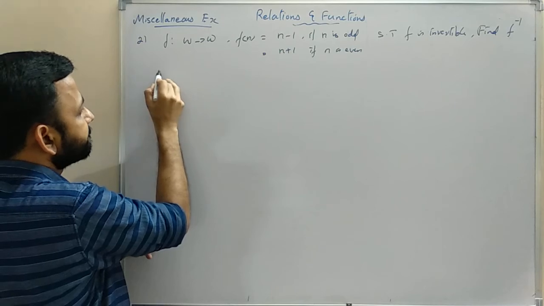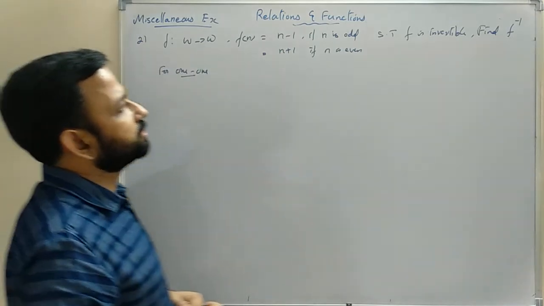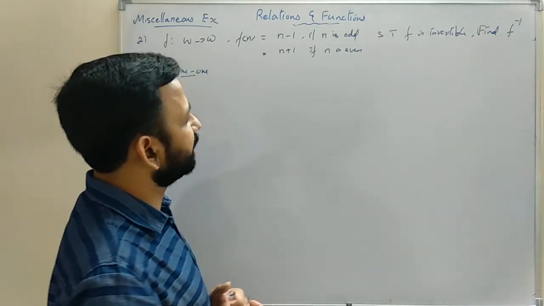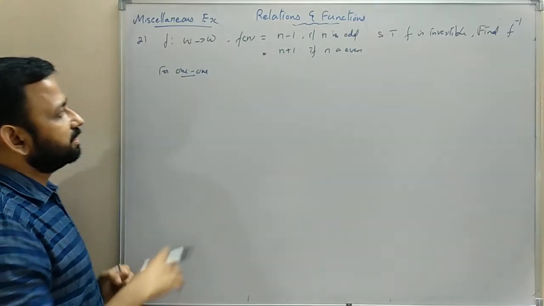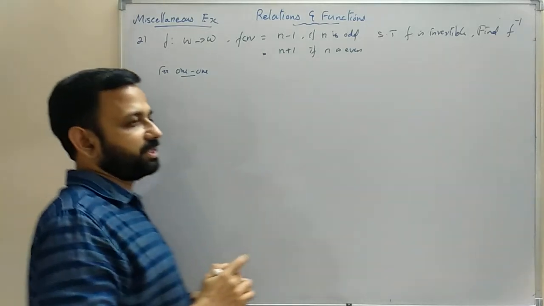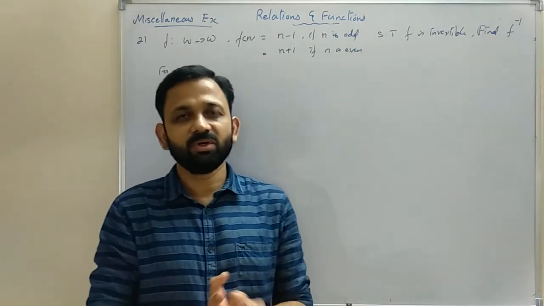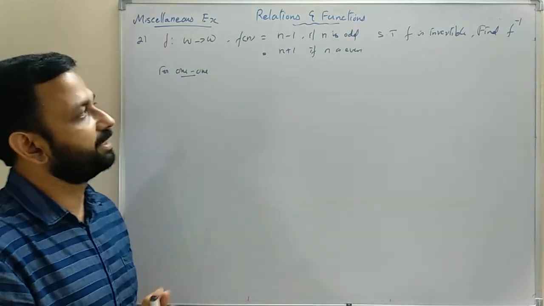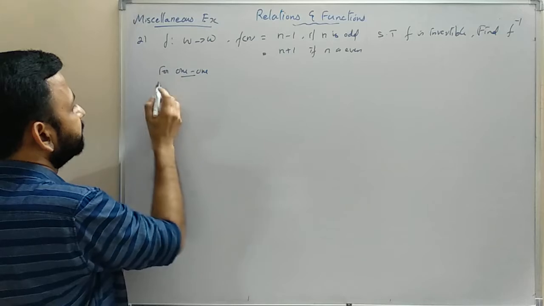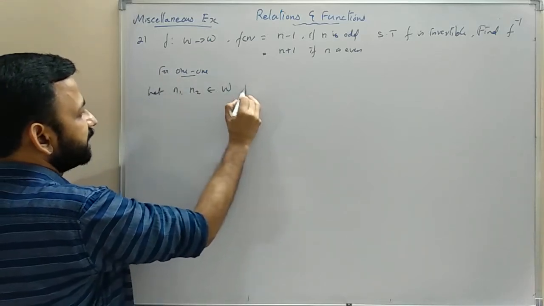First, for one-one. Here we have two cases: n is an odd number, or n is an even number. When we prove it is one-one, f of x1 equal to f of x2 implies x1 equal to x2, for every x1, x2 belonging to the domain, then we can say that f is one-one. So we can take two elements from the domain. Let n1, n2 belong to W, that is the domain.